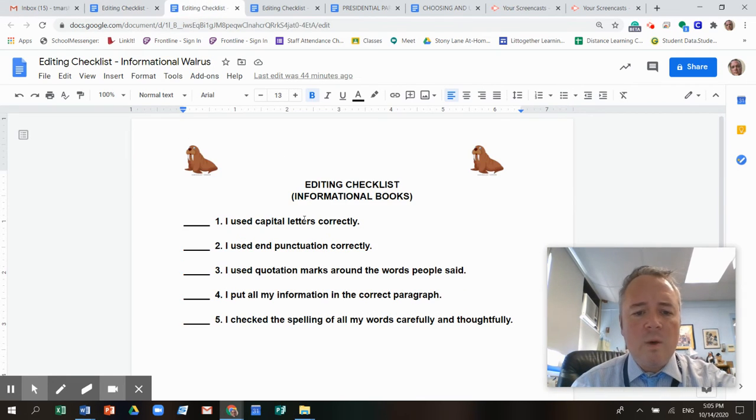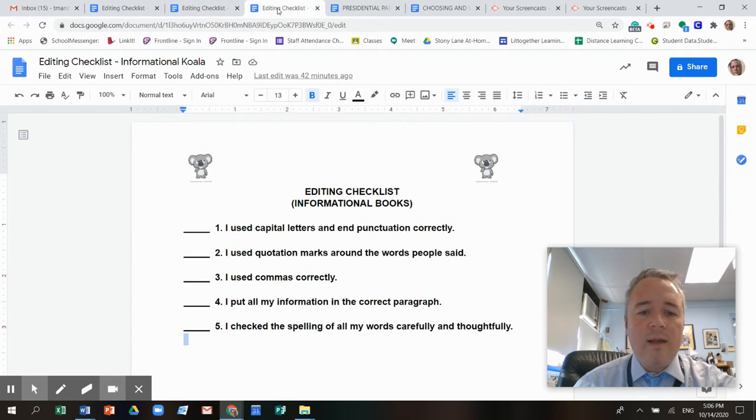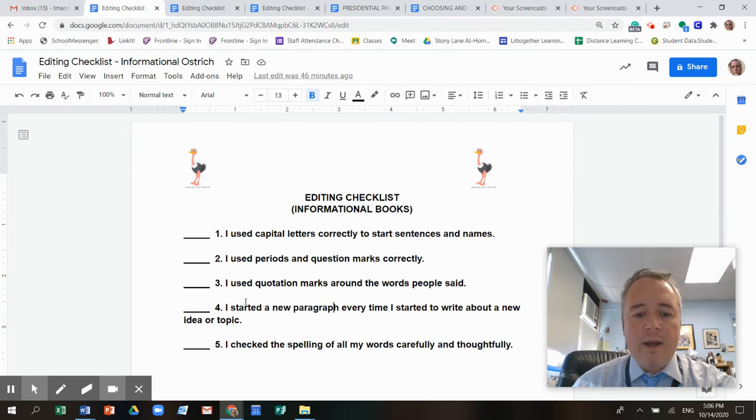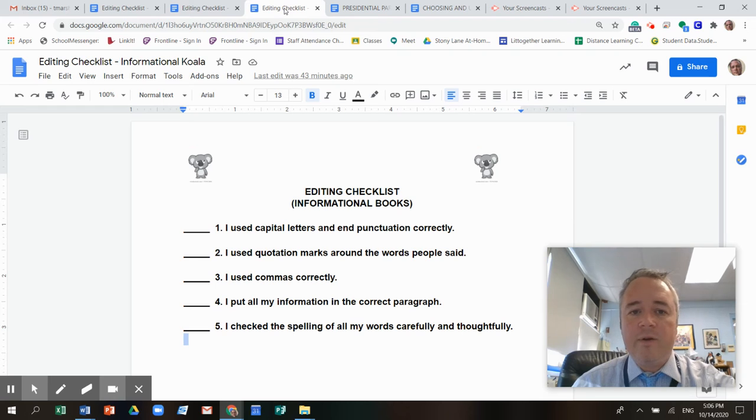The second one says, I put all the information in the correct paragraph. This one also includes paragraphs. It just phrases it a little differently. It doesn't have the reminder in there. The koala also has that: I put all my information in the correct paragraph. So the koala and the walrus don't have that reminder. They have other kinds of things in there. And the last one is the same on all of them. I check the spelling of all my words carefully and thoughtfully. That's on all three of those.